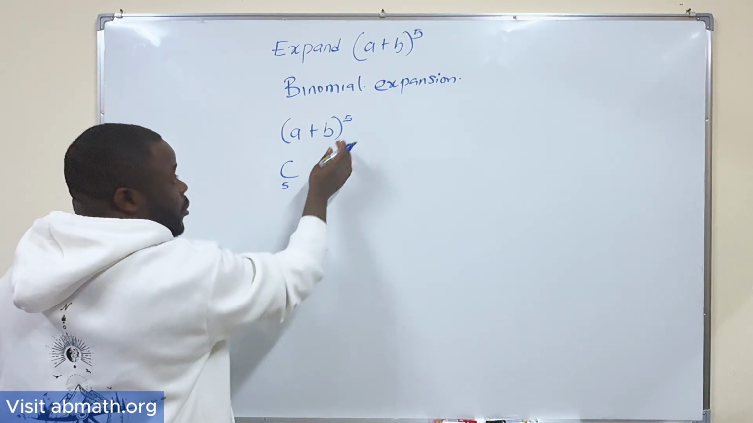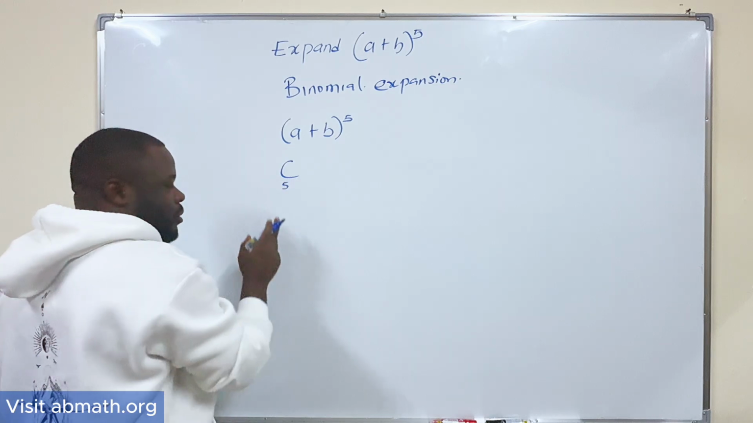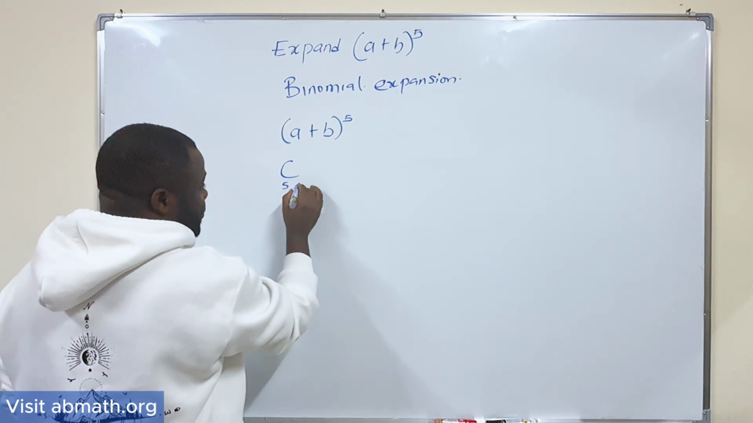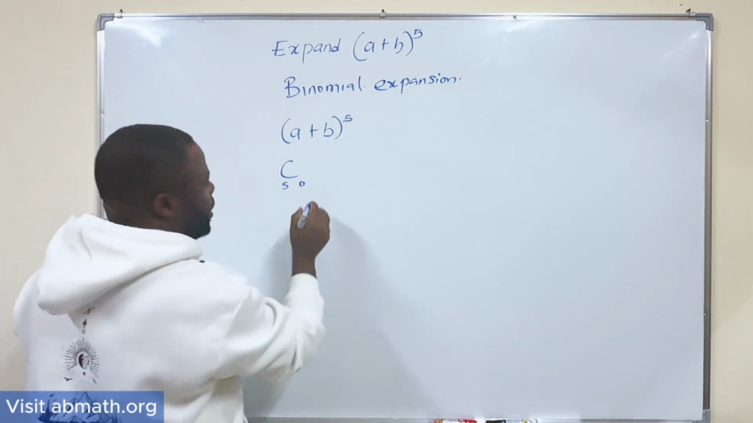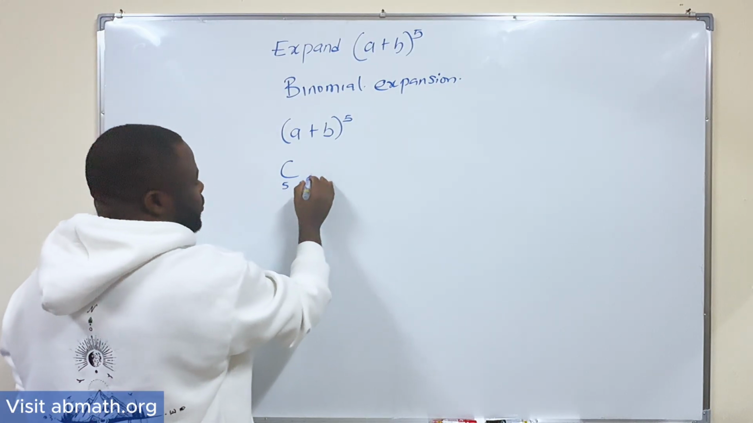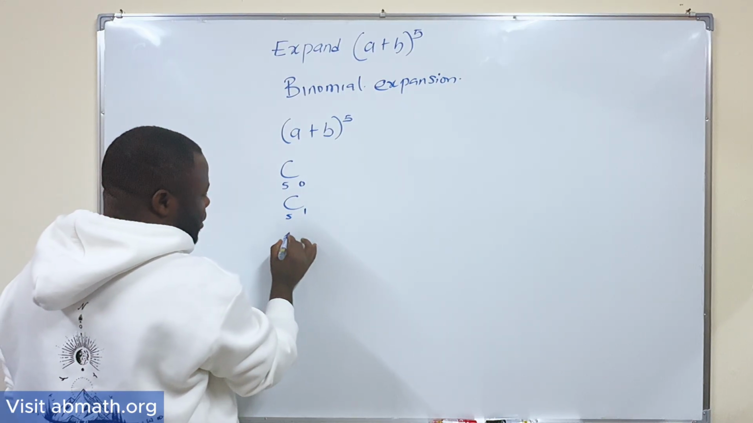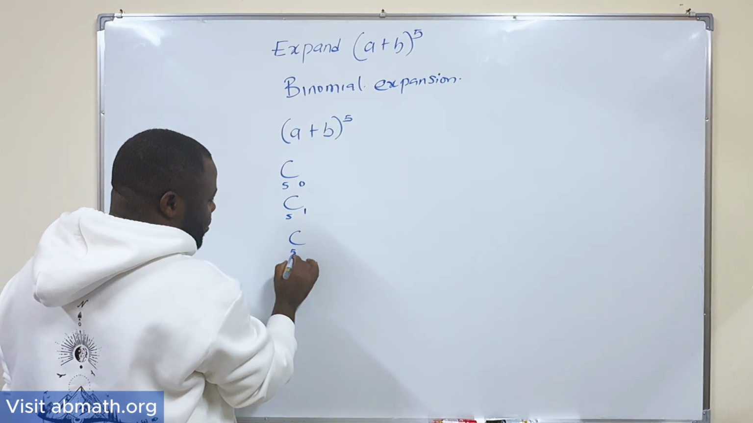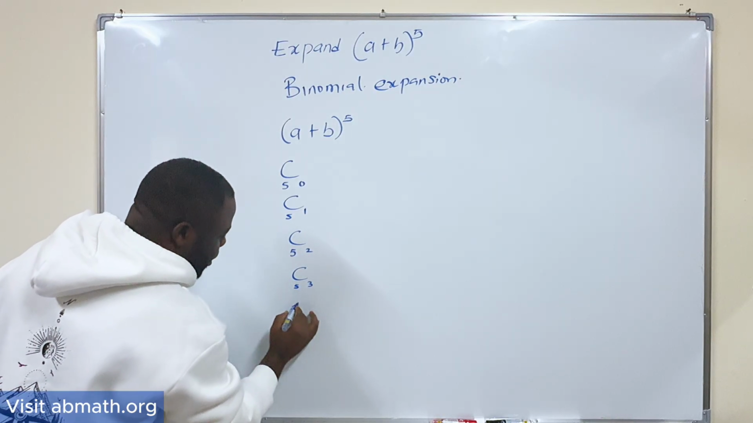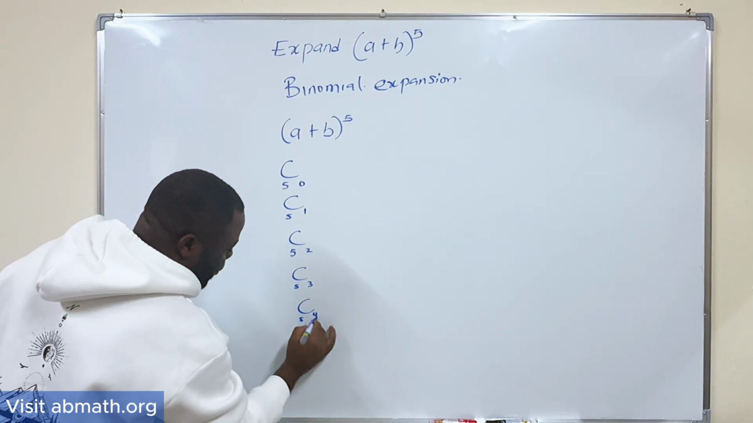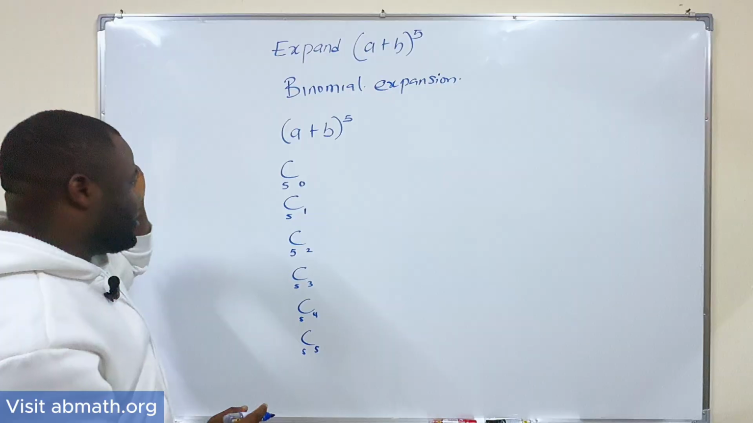Combination method says combination 5, which is the power. So if you have 8 here, you write 8. If you have 10 here, you write 10, okay? Combination 5, 0, because we are starting from 0. That is one thing you need to take cognizant of. So combination 5, 1, combination 5, 2, combination 5, 3, combination 5, 4, combination 5, 5.